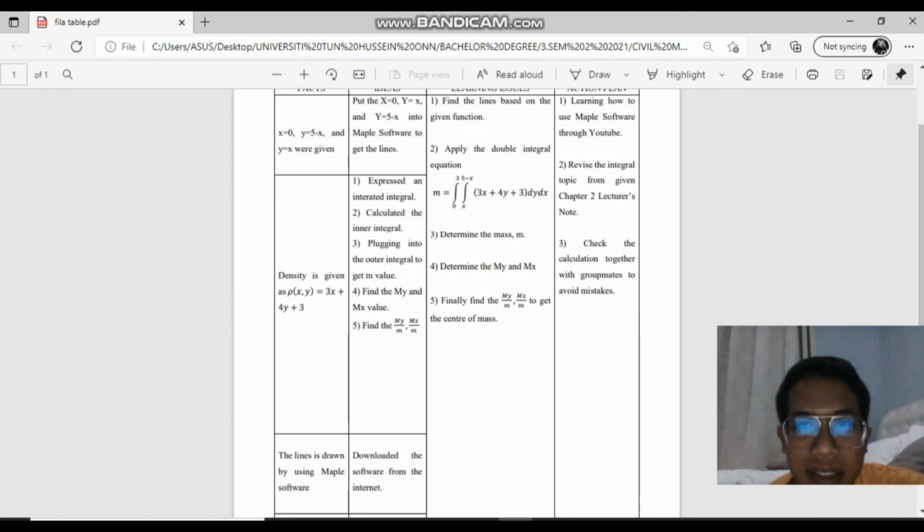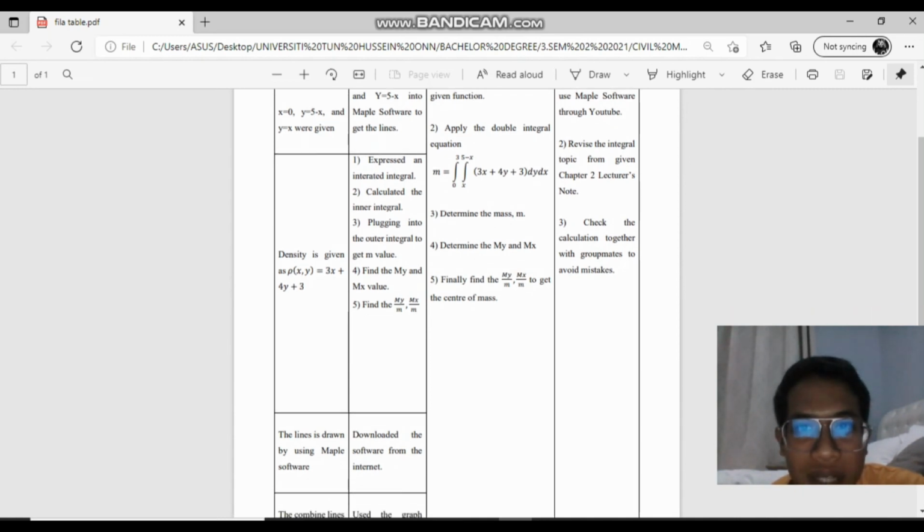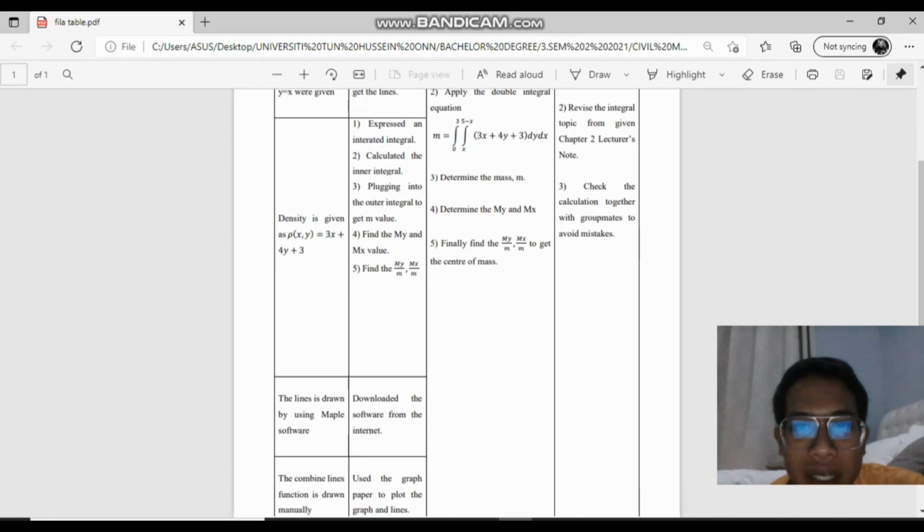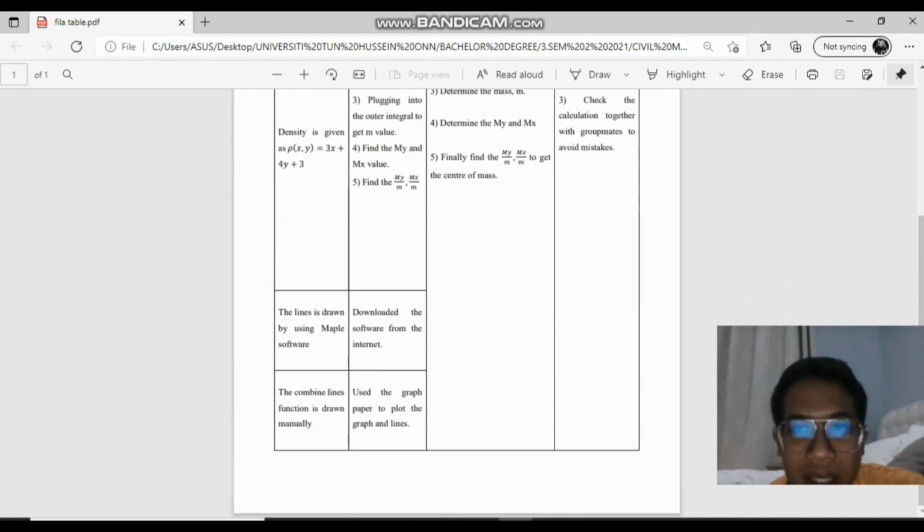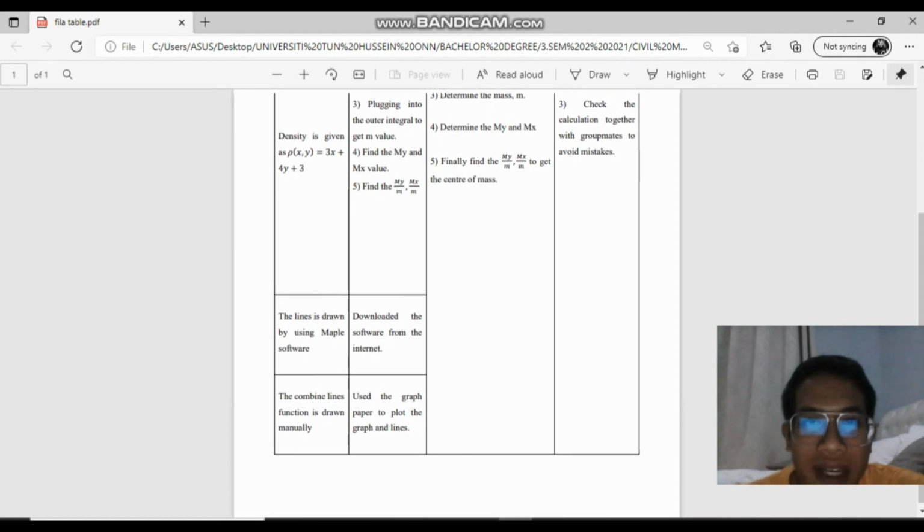Then the second idea, we got 5 ideas here for the density given. The first one is express an iterated integral. The second one is calculate the inner integral. The third one is plugging into the outer integral to get the m value. The fourth one, find the my and the mx values. The fifth, find my per m and mx per m. The fourth idea is download the software from the internet. The last one, we use graph paper to plot the graph and lines.